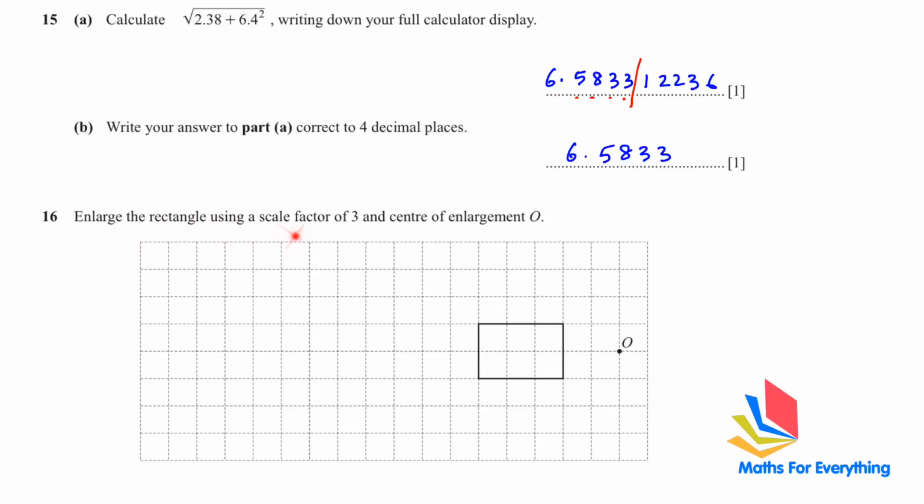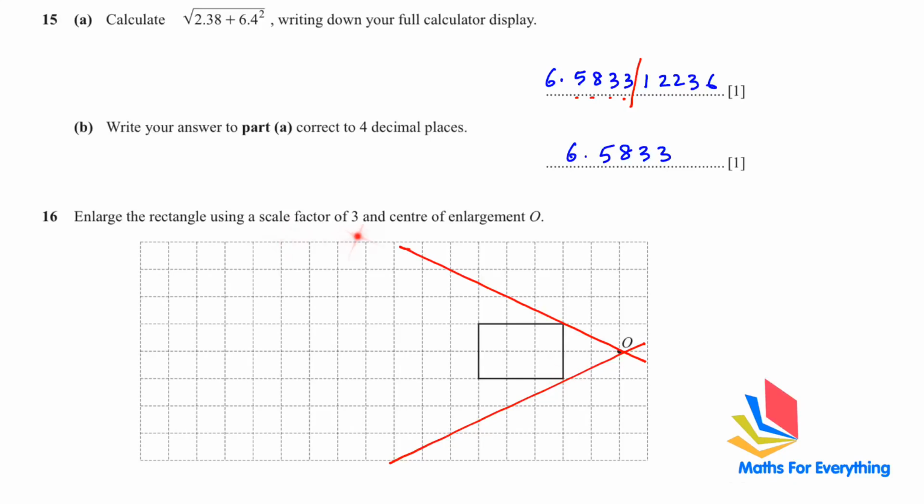Next, enlarge the rectangle using a scale factor of 3 and center of enlargement O. From O, join the vertices. Even if you join just 2 vertices, it will be fine. So we'll draw a line joining the vertex with the center and this vertex with the center. So I joined the 2 vertices with the center.